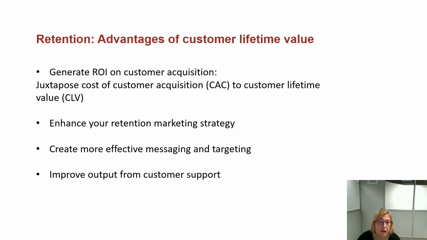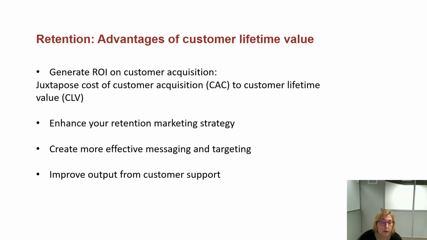There are several advantages of customer lifetime value. One of the main ones is to generate ROI on customer acquisition, which I mean by juxtaposing the cost of customer acquisition, or CAC, to customer lifetime value, CLV. You can enhance your retention marketing strategy, create more effective messaging and targeting, and improve the output from customer support. So you want to have a return on your investment, right?